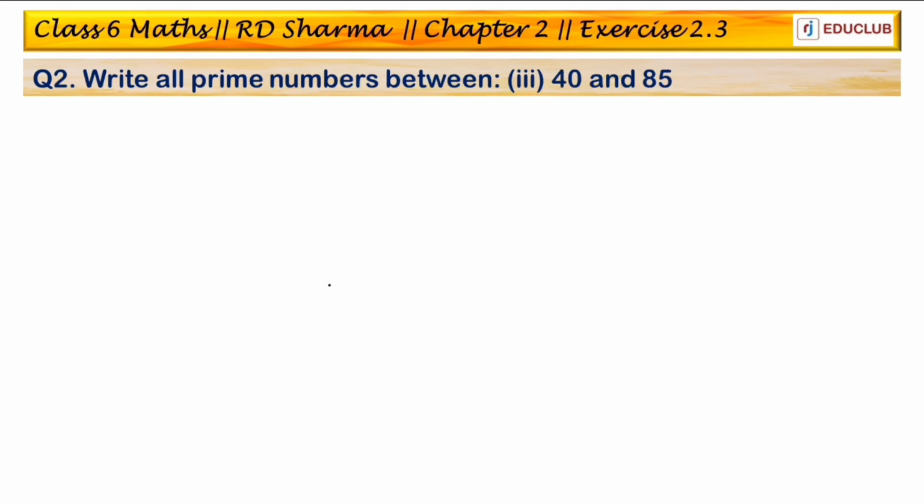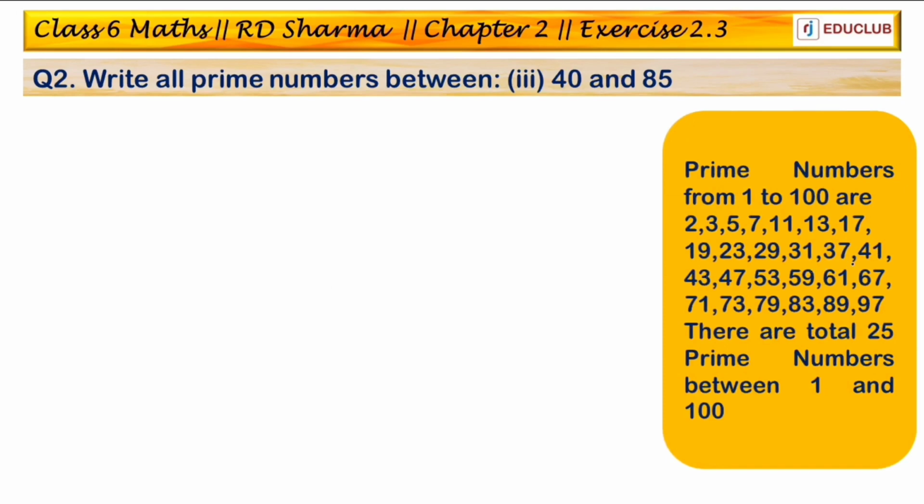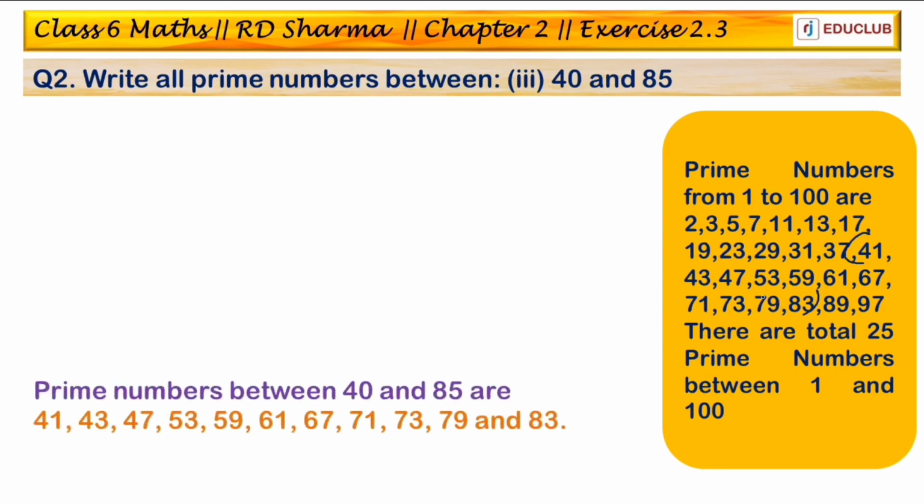Now next is write all the prime numbers between 40 and 85. Always remember, when between is written, the numbers at the ends will not be included, only the numbers coming in between will be included. So the numbers will be 41, 43, 47, 53, 59, 61, 67, 71, 73, 79 and 83. These are the prime numbers between 40 and 85.